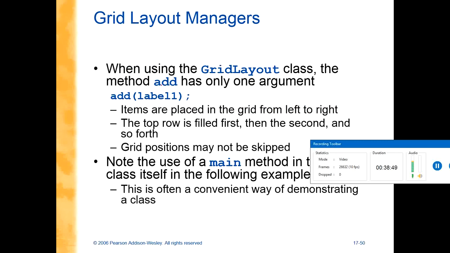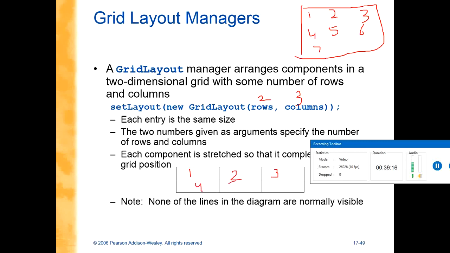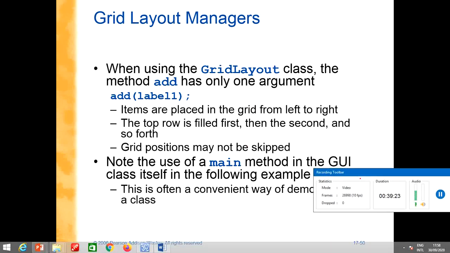When using the grid layout class, the method add has only one argument, just like the flow layout, because here also the items are added from left to right. The top row is filled first and then the second row, and so on. So the first row, first column, first row, second column. So how will it be filled? First component will be placed here, second component will be placed here, third will be placed here. Then next component, then next component, then next component. So the first row is filled first, then the second row, and so on. Grid positions may not be skipped.